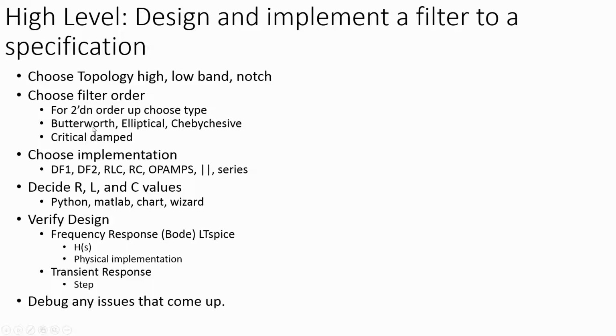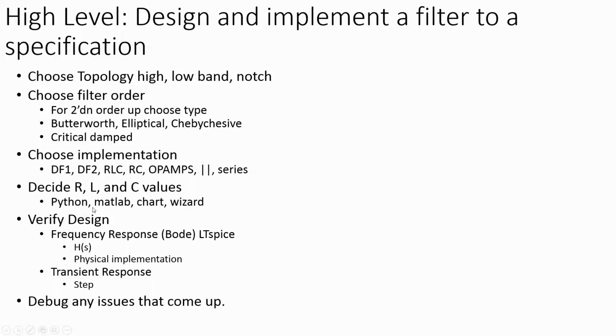There's ways to implement it. Butterworth, elliptical, that is not spelled right. Is the filter critically damped? Then once you have that, how will it be implemented? DF1, 2, RLC, just an RC, op amp, parallel, series. Once you've got an architecture set out, all right, then what are the R, L, and C values?